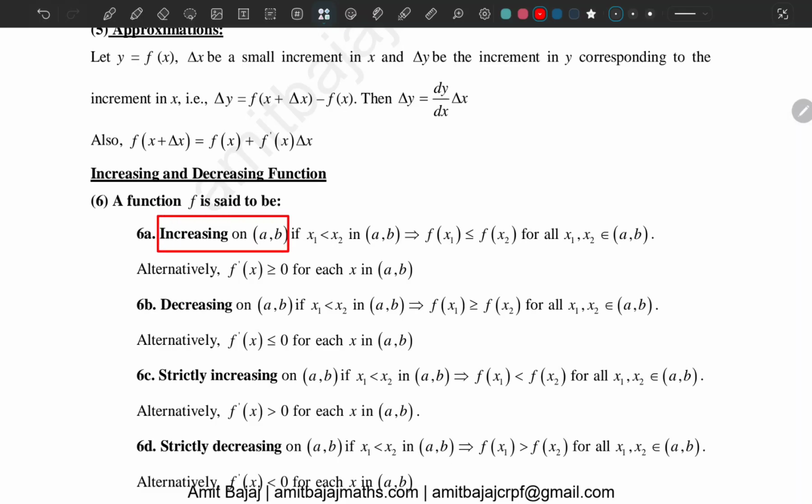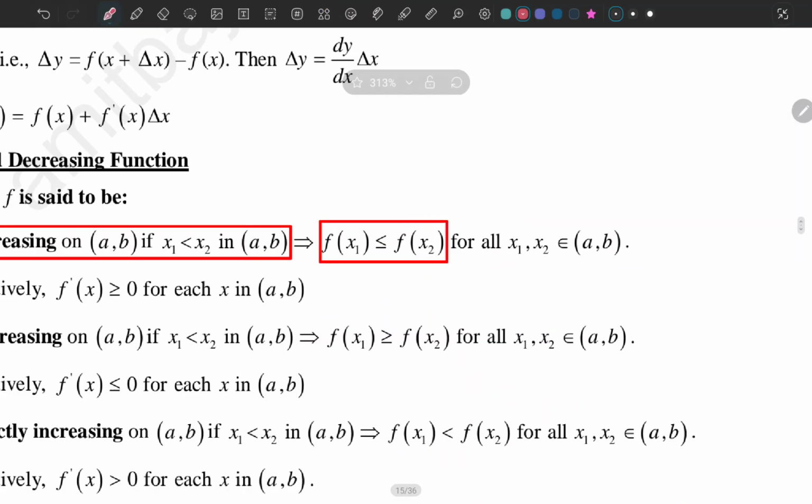If a function is increasing in [a, b], if x1 is less than x2 in [a, b], right, in the closed interval, then f of x1 should be less than or equal to f of x2. Let me tell you right over here.